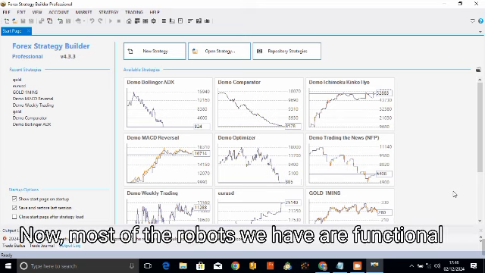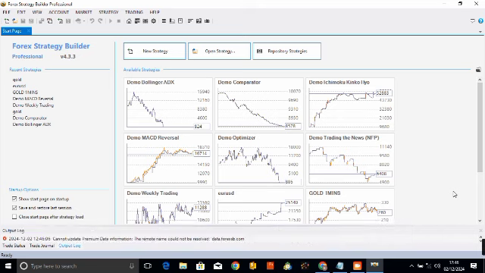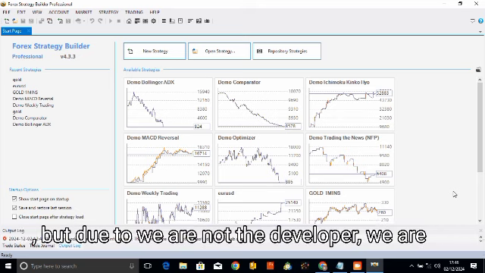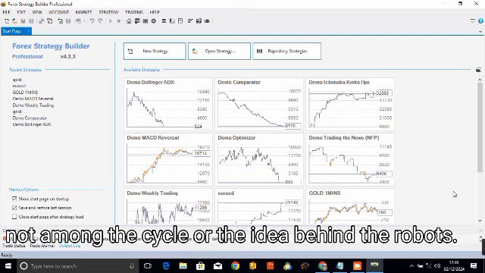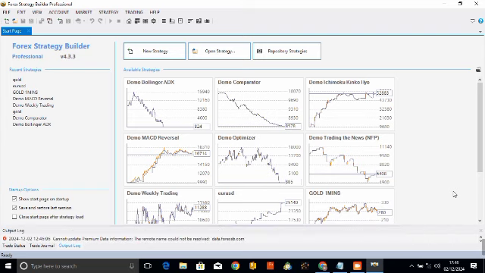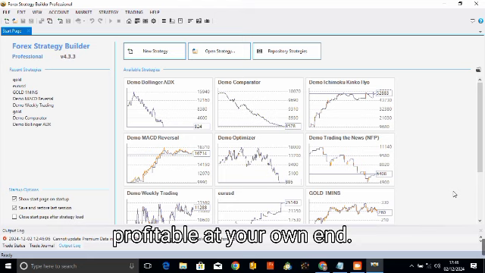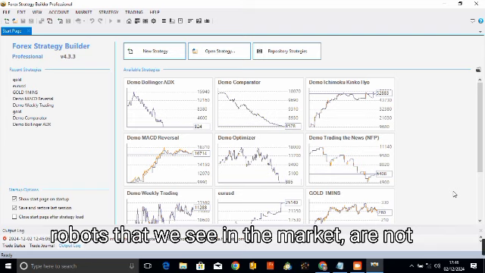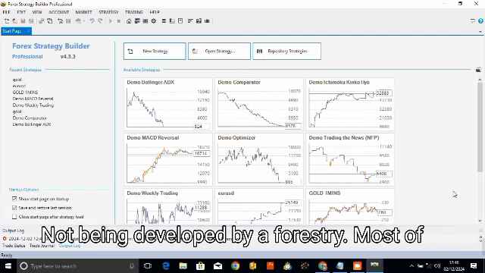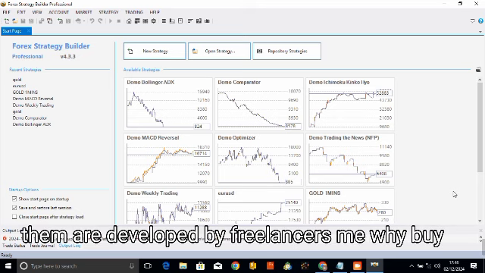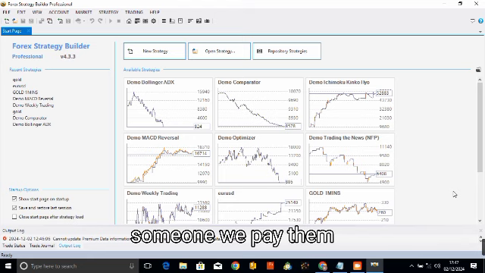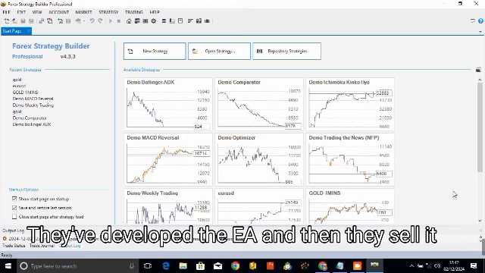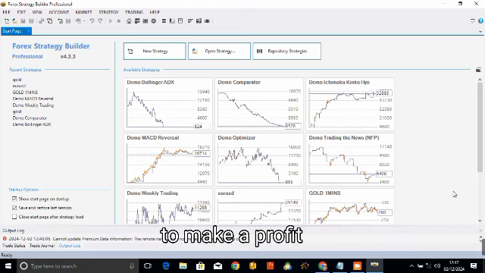Now, most of the robots we have are functional, but because you are not the developer, you are not in the cycle or the idea behind the robots, you'll not be able to find them more profitable at your own end. Another thing is that most of these robots that we see in the market are not developed by forex traders. Most of them are developed by freelancers, whereby someone will pay them, they'll develop the EA, and then they'll sell it to make a profit.